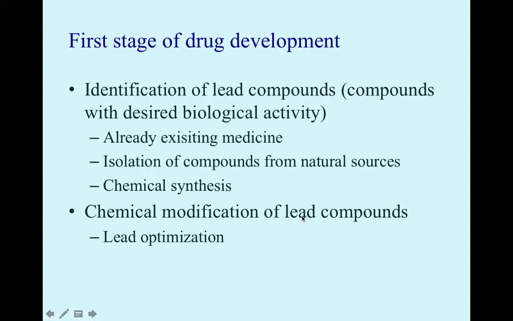So what is the first stage of drug development? Well, the first stage is to identify a lead compound. Okay, a lead compound is going to be a compound that has that desired biological activity. You may find that in an already existing medication. You may have to isolate a compound from natural sources, or you synthesize it from some kind of raw material.